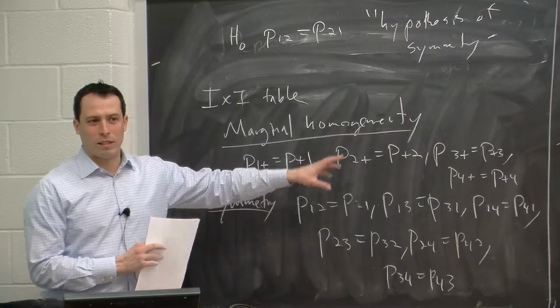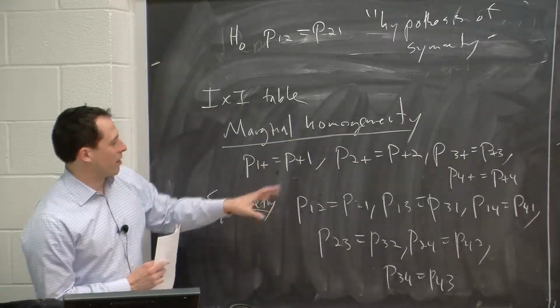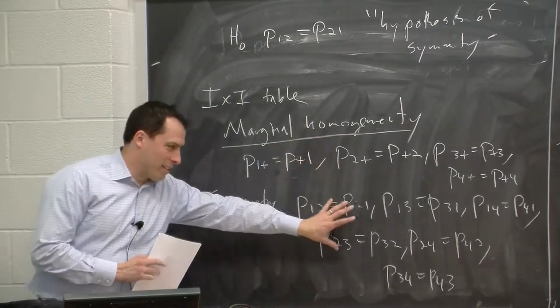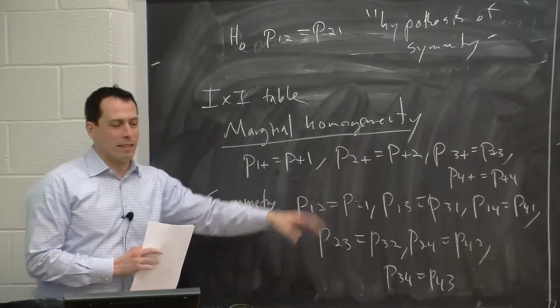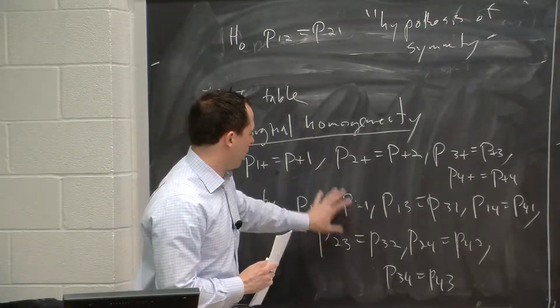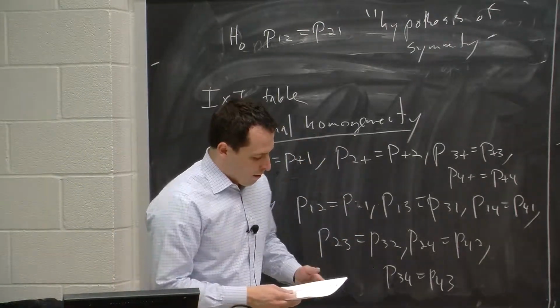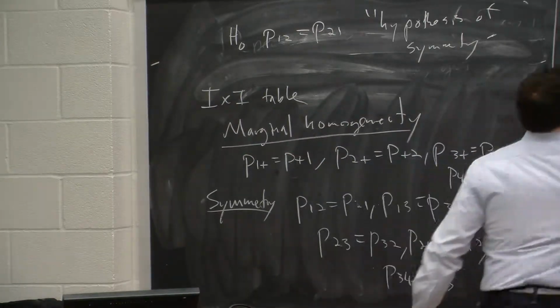So we could test these two things separately. Or another way of saying it is there's this hypothesis, and then inside of that is this hypothesis, nested hypothesis. This is the weaker one. That's the stronger one. Okay. But for 2x2, they're the same.